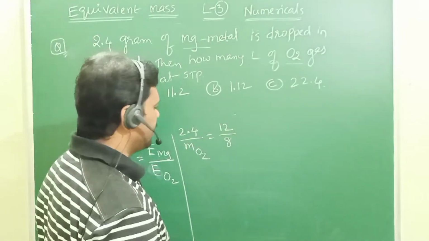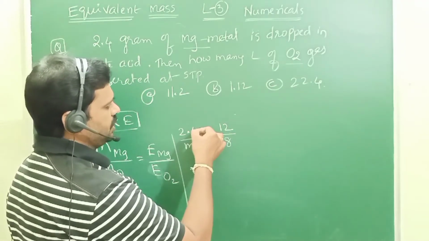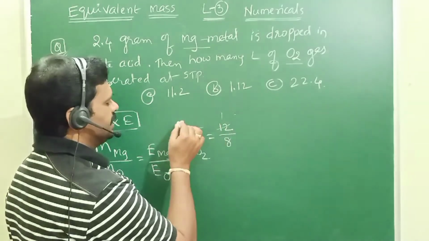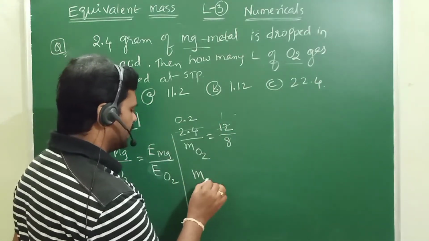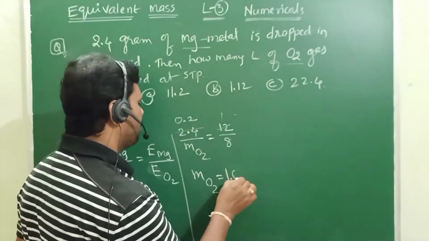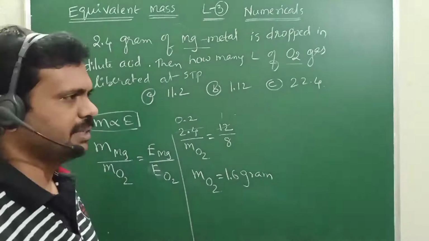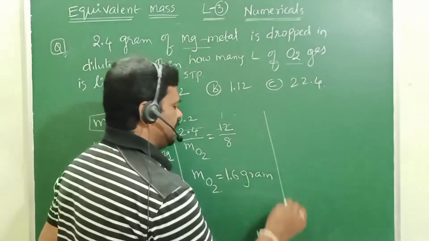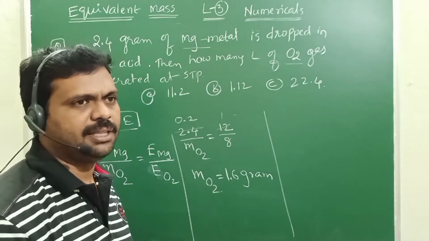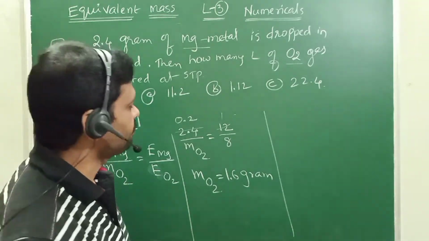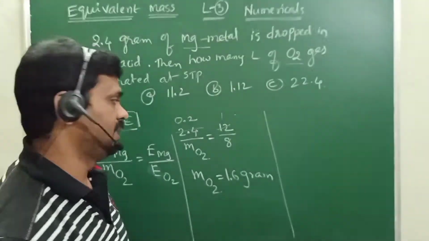Now here, mass of oxygen, how much will you get? This is 12. 12 ones are 12, and this is 2, and 8 2s are 16. Therefore, mass of oxygen is equal to 1.6 grams. Mass of oxygen is 1.6 grams. Next, after getting the mass of oxygen, but he is not asking the mass of oxygen, he is asking how many liters of oxygen, the volume of the oxygen.